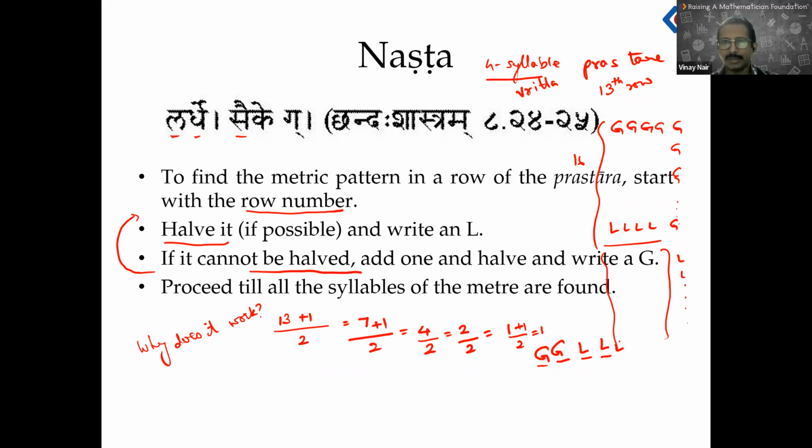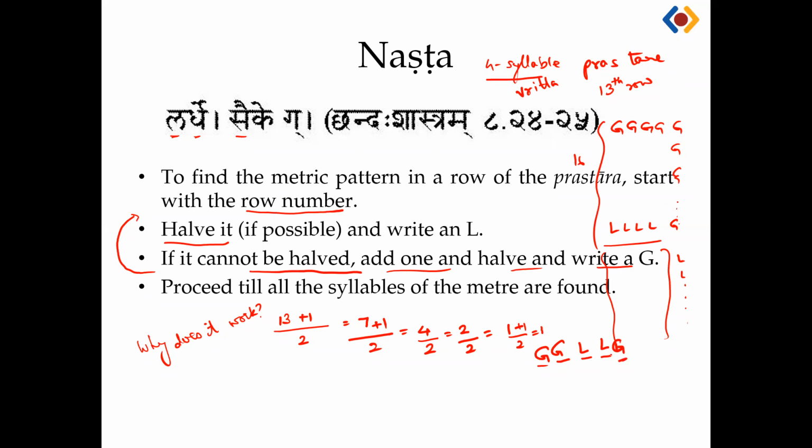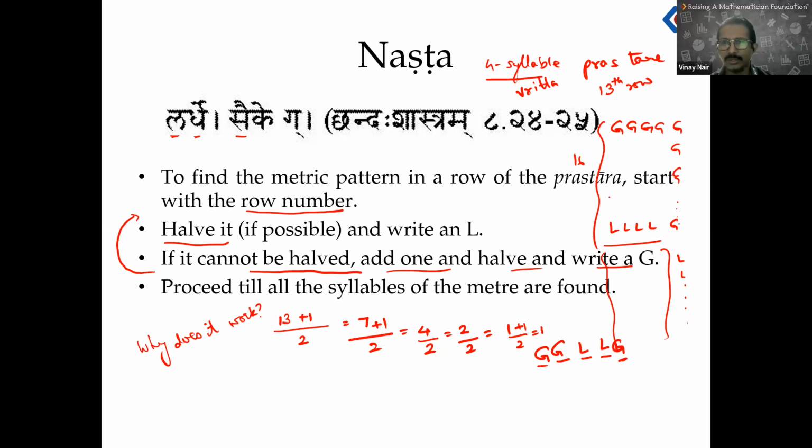So is this correct? This is G, no? This should be G, because if it cannot be half, we are adding 1 and writing a G. So the last one has to be a G. Now if you look at the 13th row, 13th will come somewhere over here, right? In a 4-syllable, this is correct. And then we are placing a Guru at the end, when we do that algorithm of Pingala.